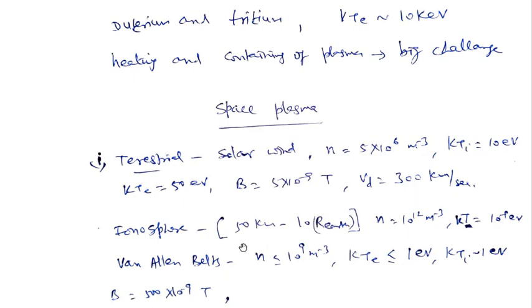The ionosphere, extending from an altitude of 50 km to 10 times the Earth radius, is populated by a weakly ionized plasma with density varying with altitude up to 10 to the power 12 per meter cube. The temperature is only about 10 to the power minus 1 electron volt.